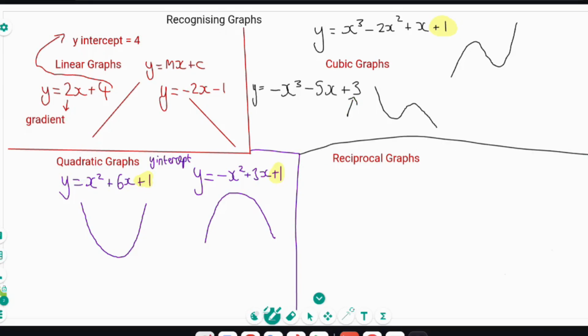And your reciprocal graphs. I'm just going to draw this on a grid. So y equals 1 over x. You might have y equals 7 over x. x would be your denominator in your fraction. That would look like this.